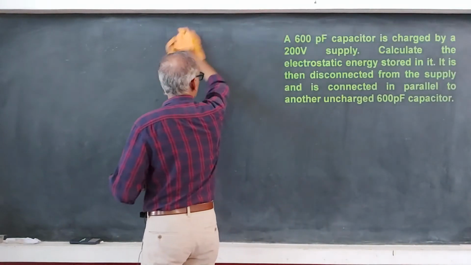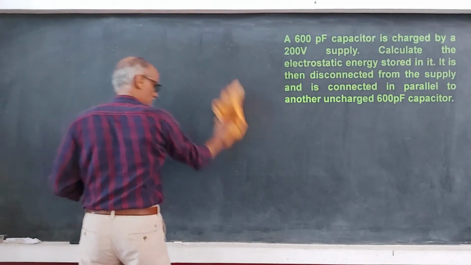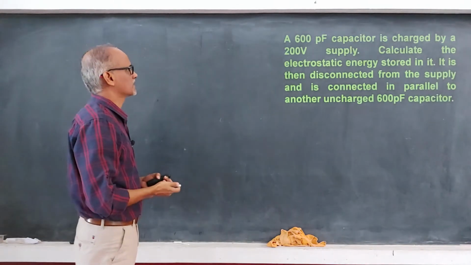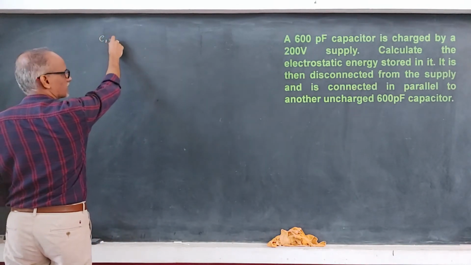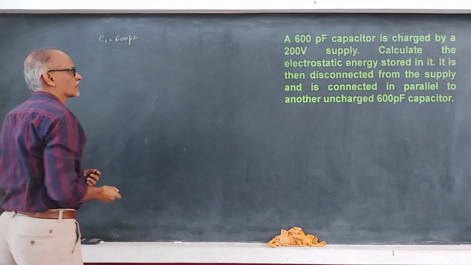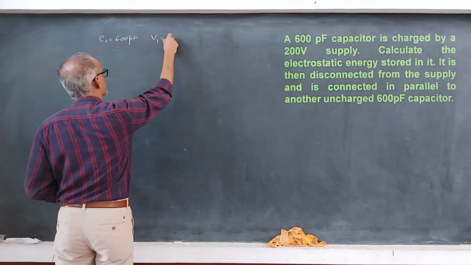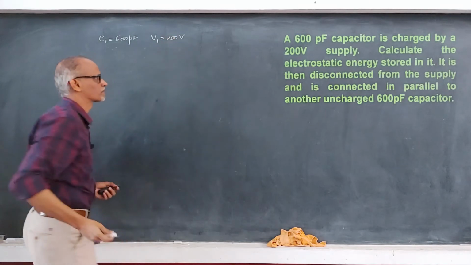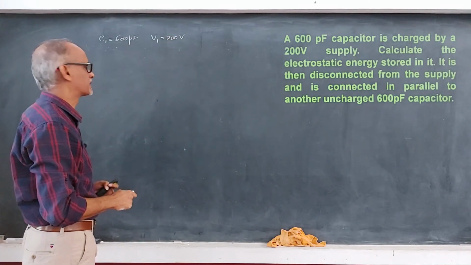See the statement of the question related to the topic that I have explained just now. So let's start. A 600 picofarad capacitor, so there is a capacitor C1 of 600 picofarad charged by 200 volt. So V1 is 200 volt. Calculate the electrostatic energy stored in it.